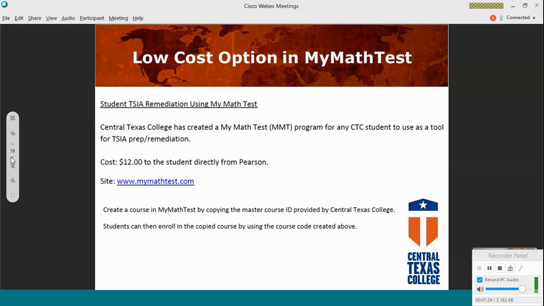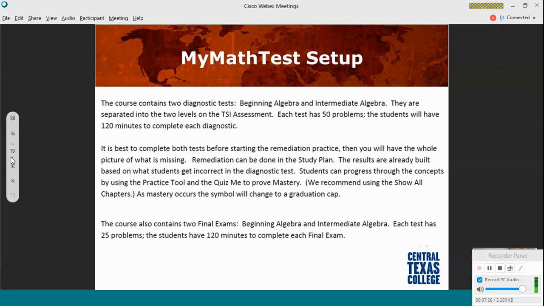What's nice about MyMathTest is there's a diagnostic. There's 2 of them, one for beginning and one for intermediate. And you can really get a feel for what they know in that diagnostic. Then MyMathTest will set up a study plan based on what they've missed. So they can go in and work through the study plan. They have videos, they have a textbook, they have help me solve this. And then once they've mastered all of the items that the study plan tells them to, then they can take the final exam.